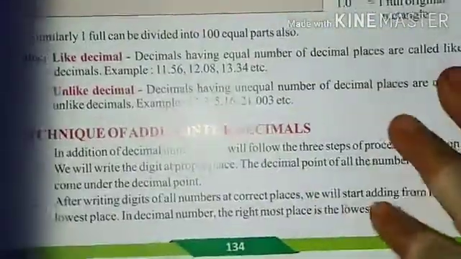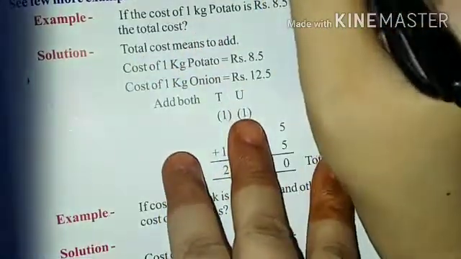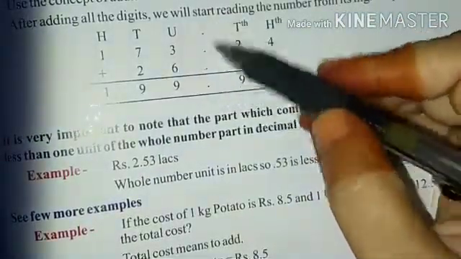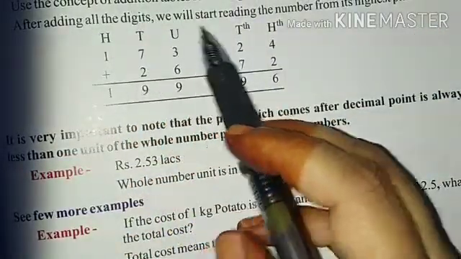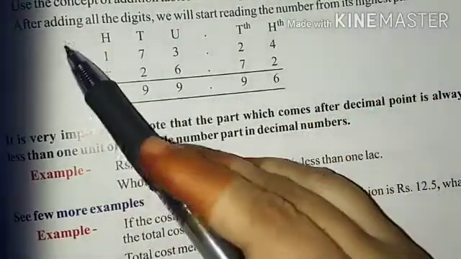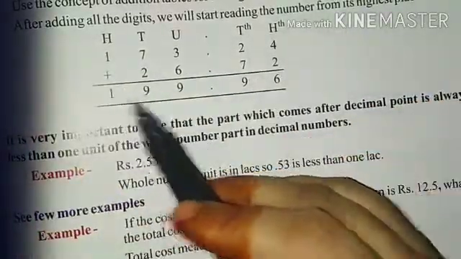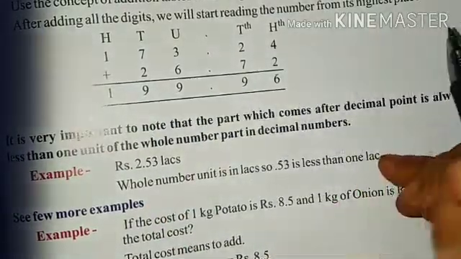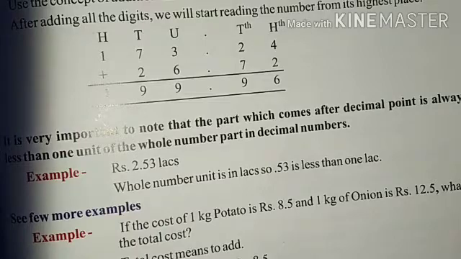Next, in the answer, we will put the decimal point below the decimal point only. So in the answer, we are going to put the decimal below the decimal only. You see, all the decimals are in the same line. Use the concept of the addition table for adding digits as we do in the simple addition. In the similar way, we are going to add all the numbers. After adding all the digits, we will start reading the number from the highest place. So we will read this number as 199.96. Okay. So in this way, you have to do the sums of addition with decimal numbers.